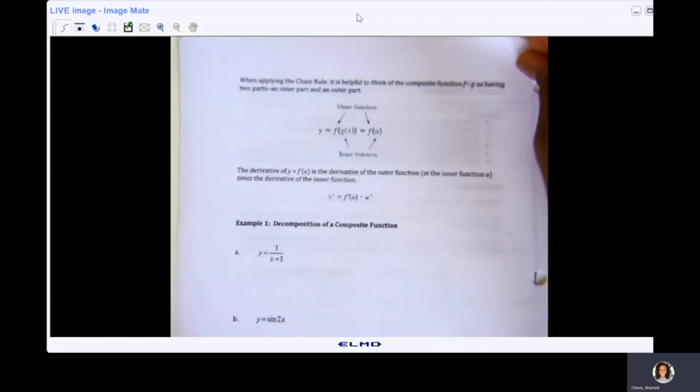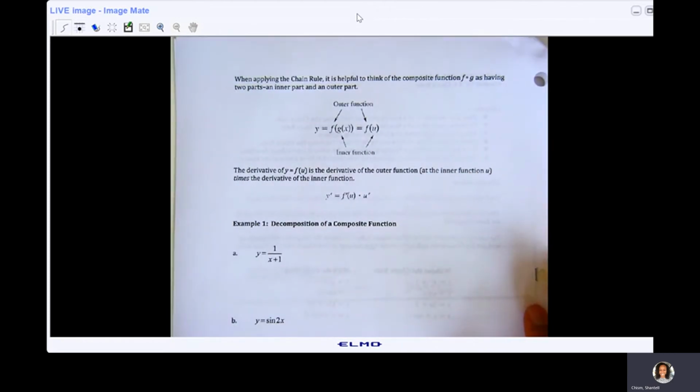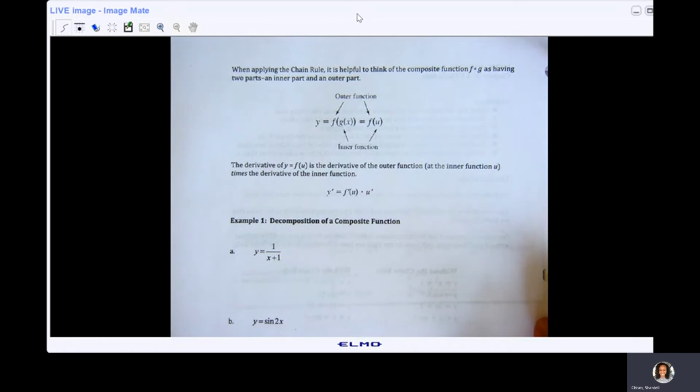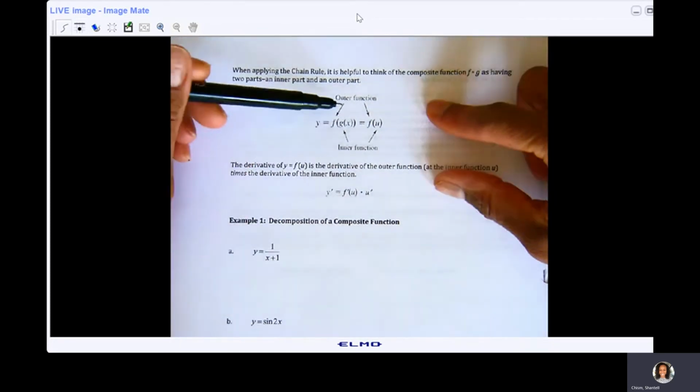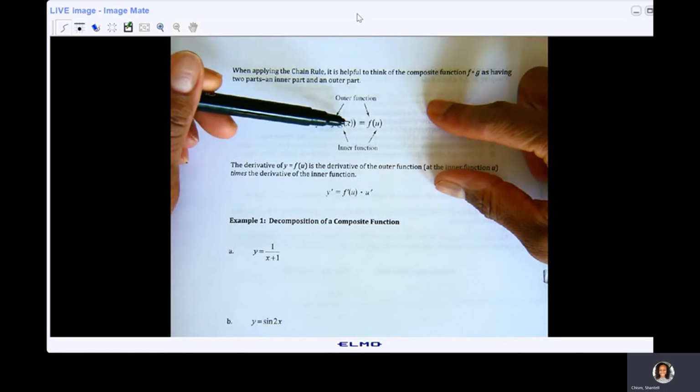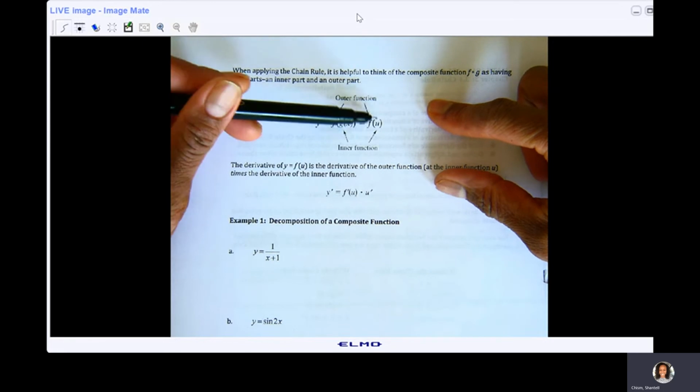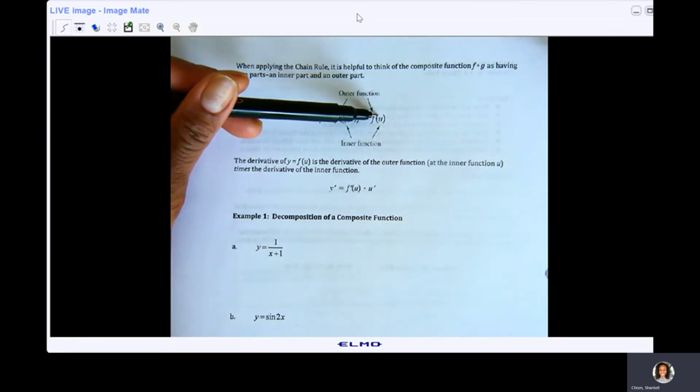So when applying the chain rule, let that clear up some here. When applying the chain rule, it is helpful to think of the composite function f of g as having two parts, an inner part and an outer part. Okay, so that's what I was referring to on the previous page. So the outer function is f, and the inner function is g, but you can call it u.